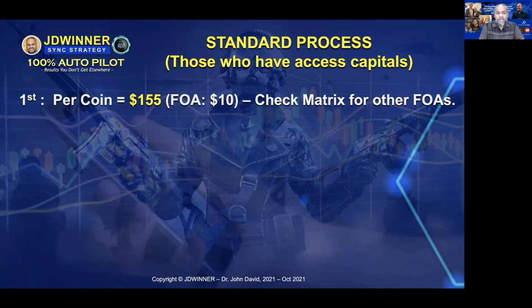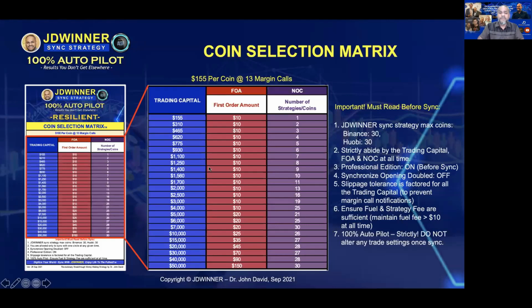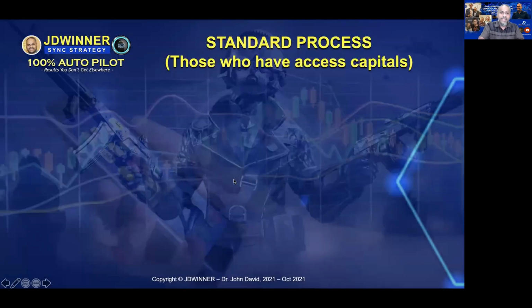Now, first thing first, understand that per coin is 155. If your first order amount is 10, that will be 155. But if your first order amount is 20, then that will be double, about 310. Can you see that? So please make sure you check the coin selection matrix, because the coin selection matrix for the first order amount of 10 and 20 will be different. That is the first thing.